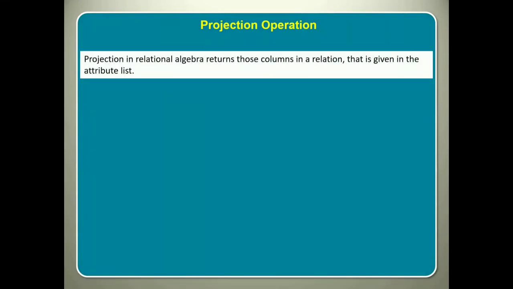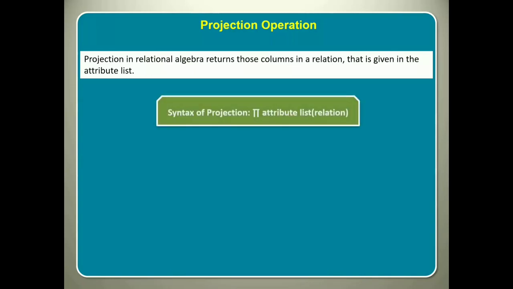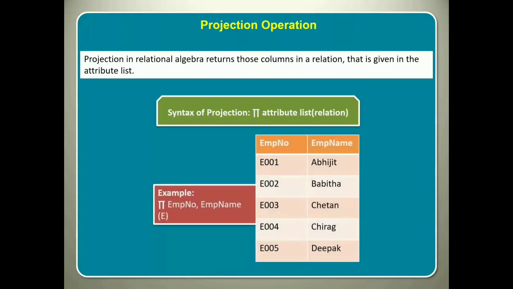Next is projection. Projection in relational algebra returns those columns in a relation that are given in the attribute list. Syntax of projection is pi, attribute list, relation. For example, the condition shown on the screen will display only two columns, emp number and emp name.